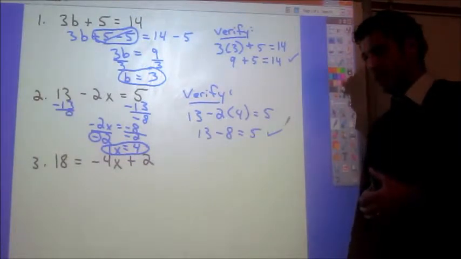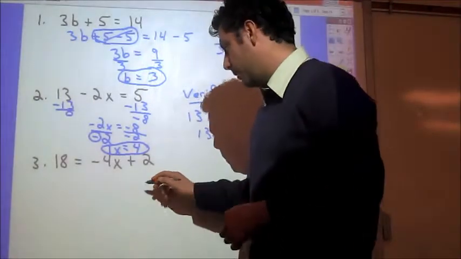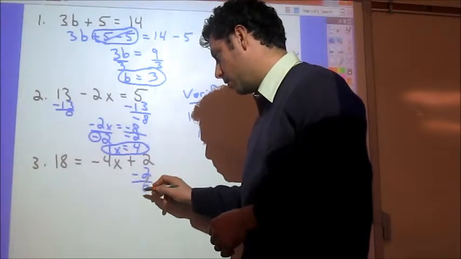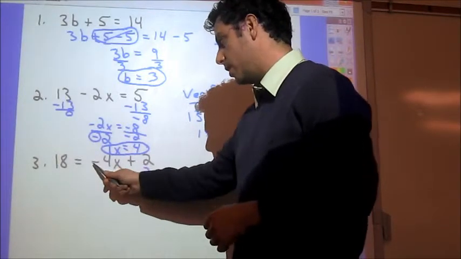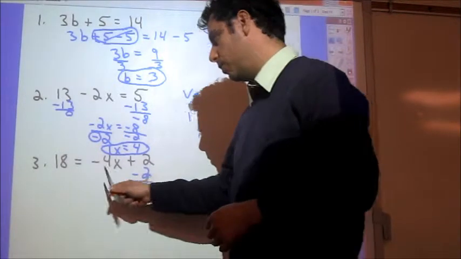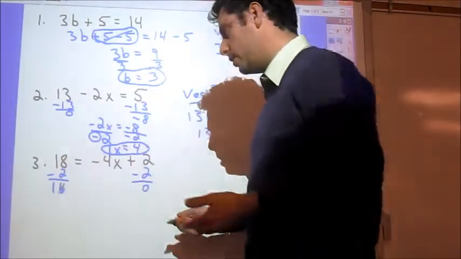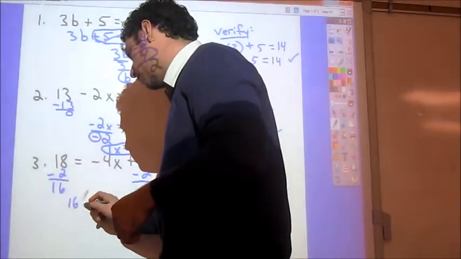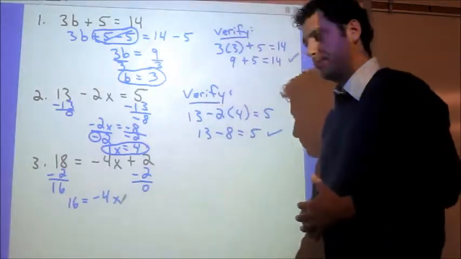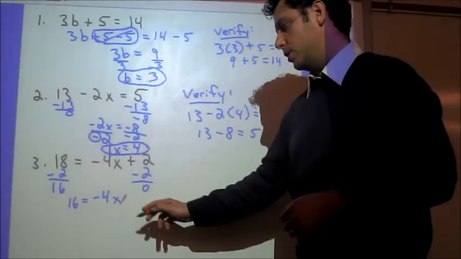And the last example, 18 is equal to negative 4x plus 2. So once again, let's isolate the variable term. So let's subtract this 2 over here. Get rid of this so that we're left with just negative 4x. We subtracted 2 over here to get rid of positive 2. We've got to do the same on the other side. So that's going to be 16. We can rewrite this equation now as 16 on this side is equal to negative 4x on this side. And what we'd like to do at this point is divide by the coefficient, which is negative 4.